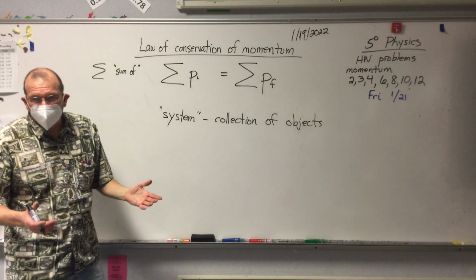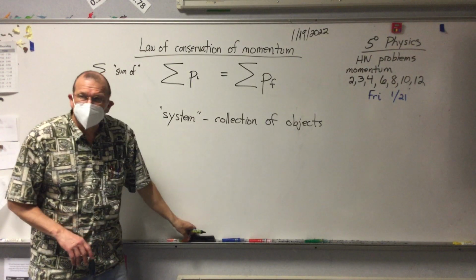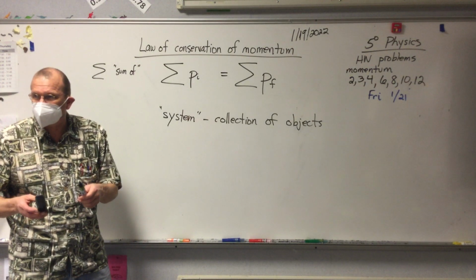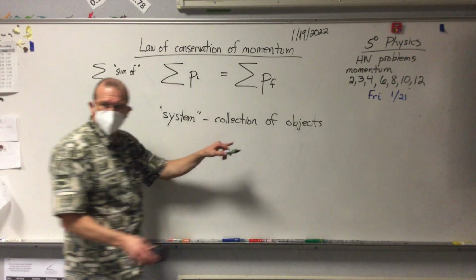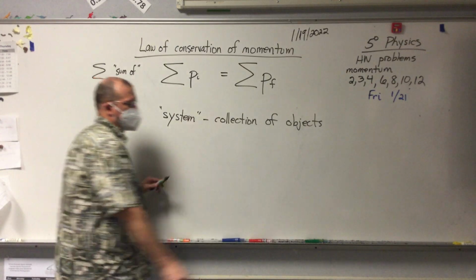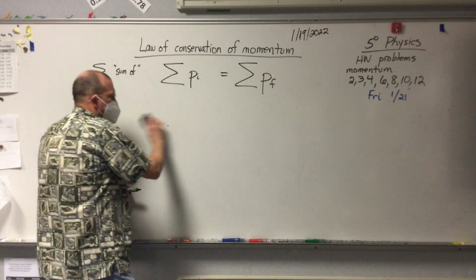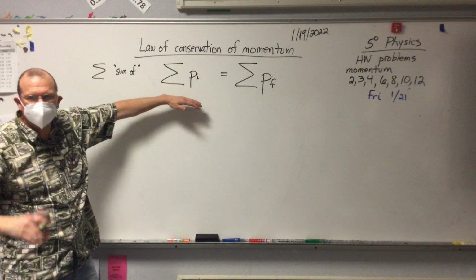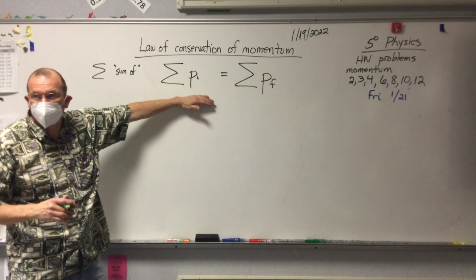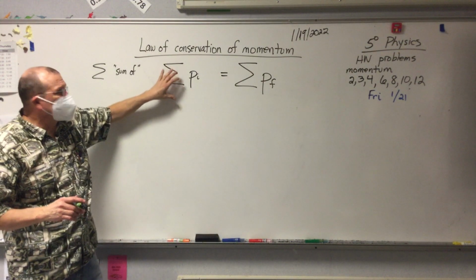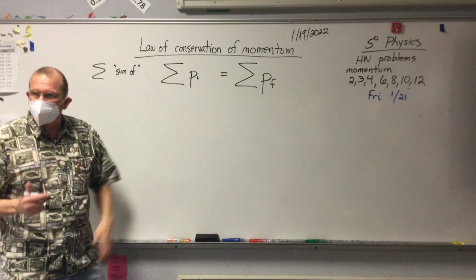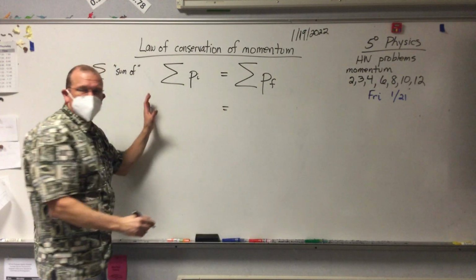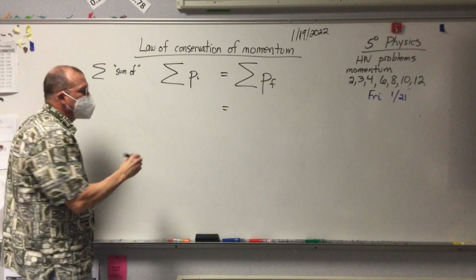Now, there are a variety of things that could be in that system, but usually what we focus on are objects that are in the system. So I'm going to erase this now and we're going to expand this a little bit. This summation symbol means you add a bunch of things together. I'm going to write something out here and then we'll explain what this means.